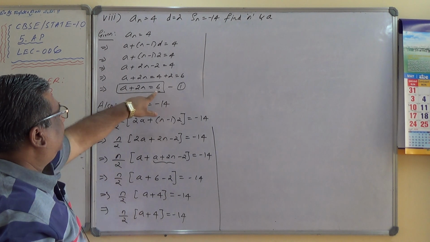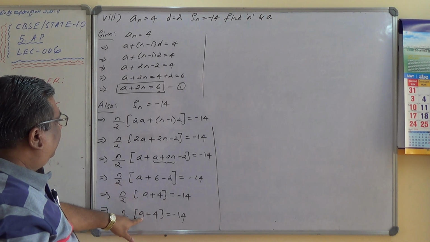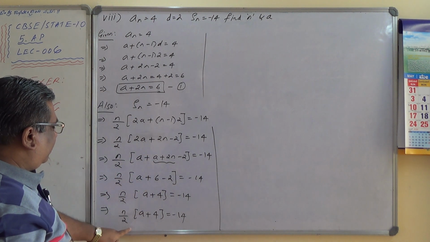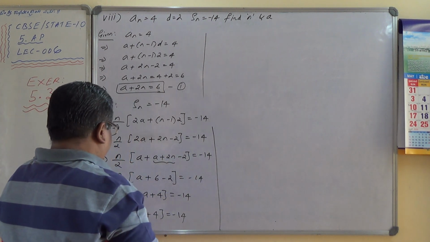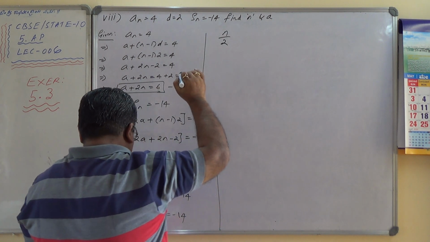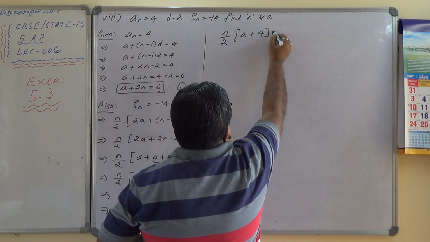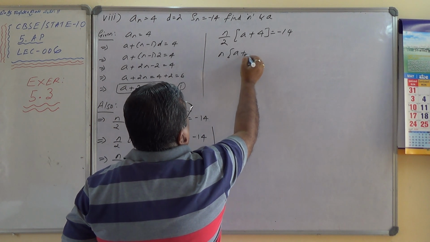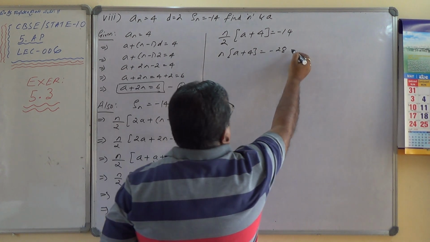A equals 6 minus 2n. If I substitute a in terms of n here, I should be able to get a quadratic equation and solve it. Yes, I'll do that, because two variables are there. Here once again I'll write n by 2 into bracket a plus 4 equals minus 14. N into a plus 4 equals minus 28. Okay, mark this as 2 here.